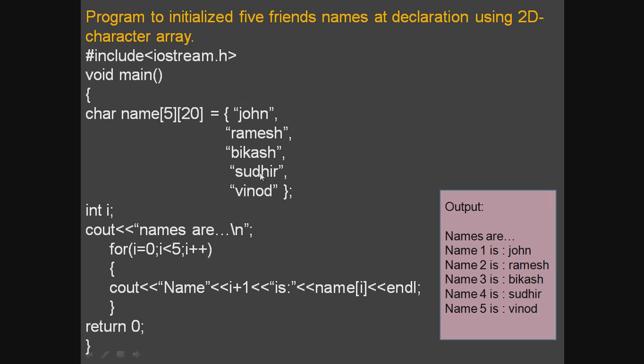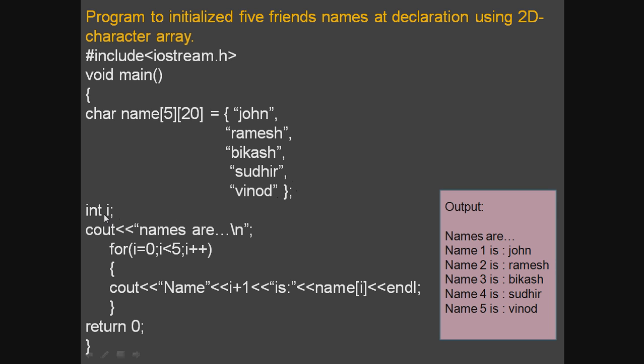So you can see that this is a very simple program, but though it is a simple program, yet using this you can understand how the strings are initialized, stored in the memory and displayed. Okay, so here as usual it starts with the header file, then main, and then within the main function body you can see the array, so this is the array name of type character, and the size is 5 rows, 20 columns. So here these are the names that are entered, okay, John, Ramesh, Bikash, Sudhir and Vinod, ended by the closing braces and then semicolon.